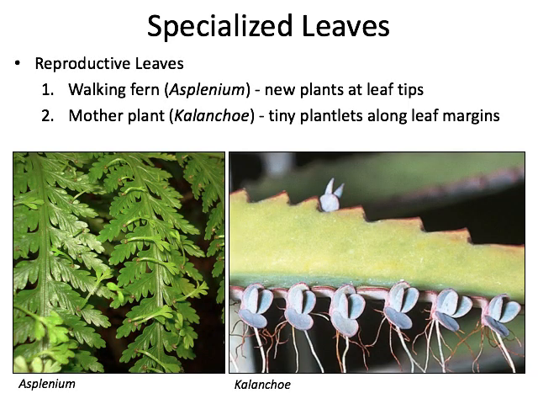Another type of specialized leaf is a reproductive leaf, and that's where special regions develop along the leaf margins that produce little clones of the parent plant. Examples include the walking fern and the mother plant.